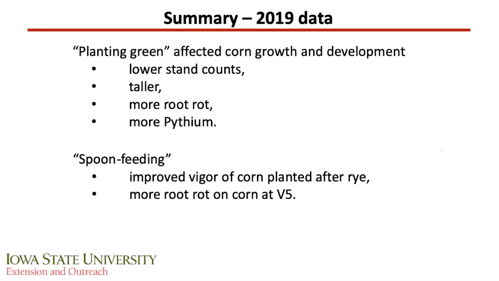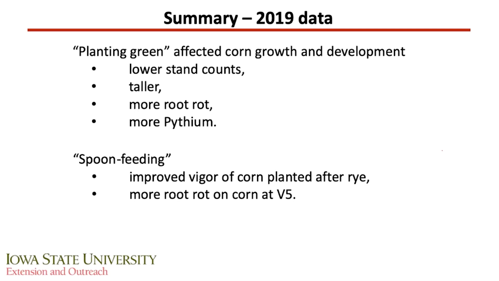So the summary of our data from 2019 is that planting green in our small plot trials affected corn growth and development. We saw lower stand counts. The plants were taller. We saw more root rot, and we were able to detect higher populations of Pythium in that root. That kind of goes along with what we're expecting. We're very interested, obviously, to see what happens in the on-farm scenarios, because it's not unusual for on-farm scenarios to be different to what we see in the small plots.